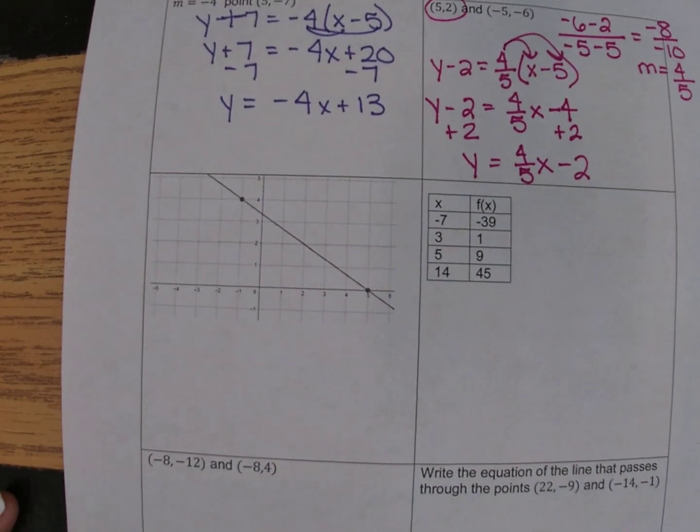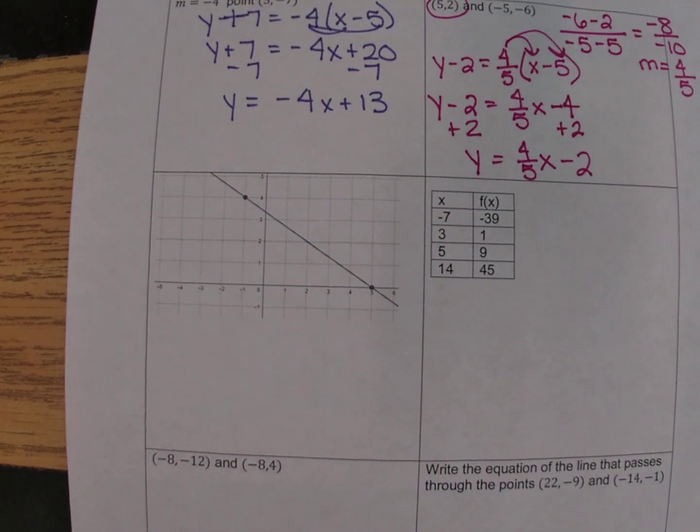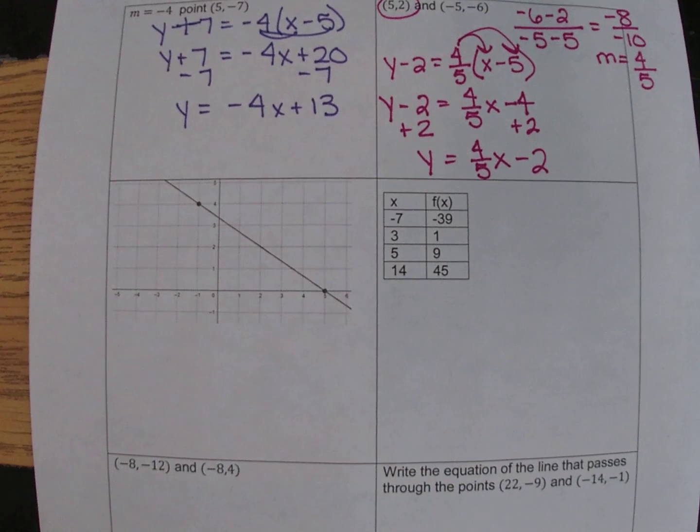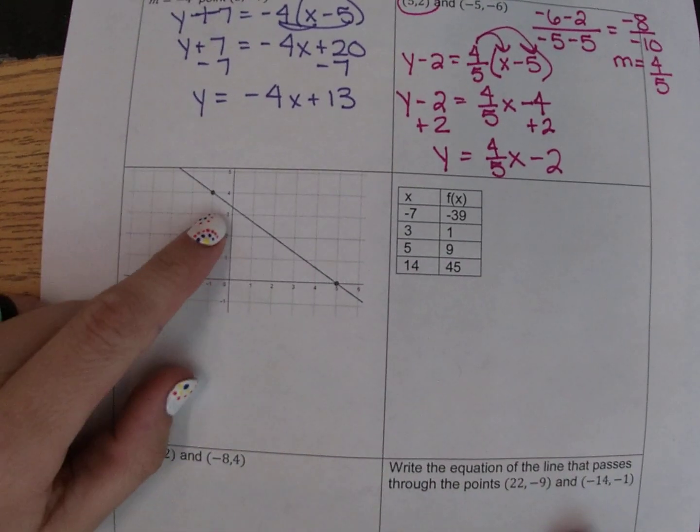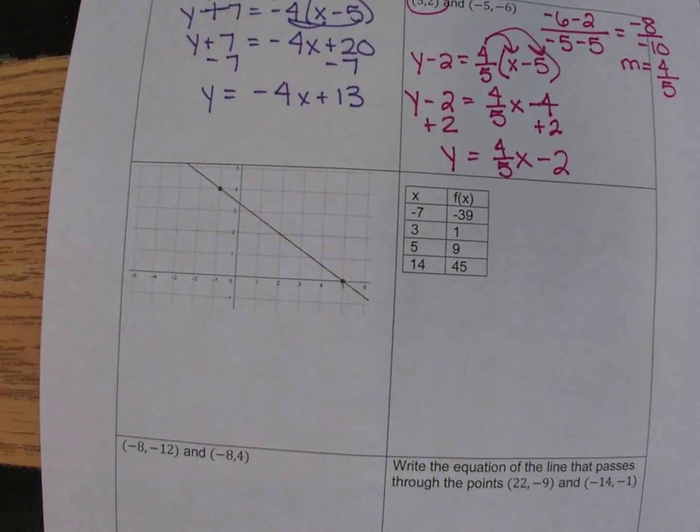Now this same information applies to any way that we are given information. So maybe we're given a graph. Okay, we don't have a y-intercept, so we can't just find that m and b.